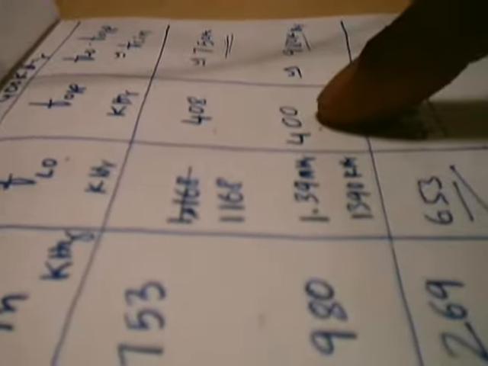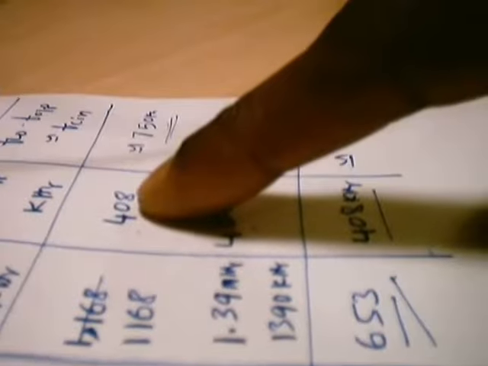So this is what you mean by up conversion. The input carrier frequency, which is at 269, has been up converted to 408. In the previous case, 980 was down converted to 400. Again, 753 was down converted to 408.